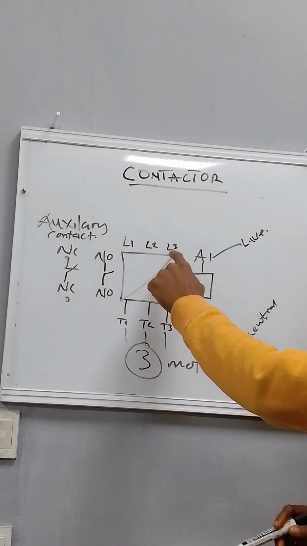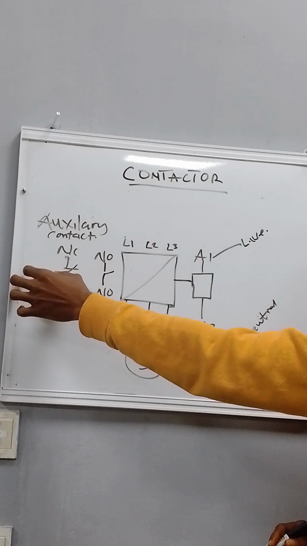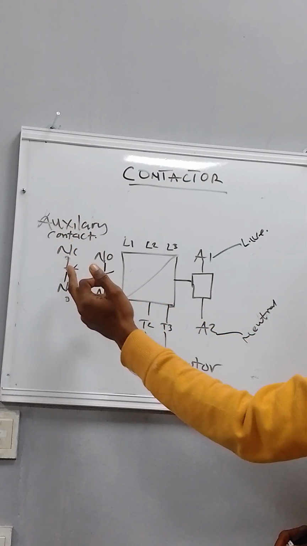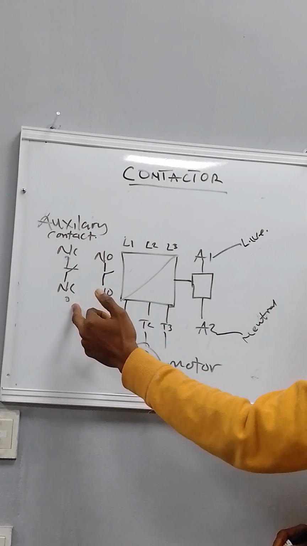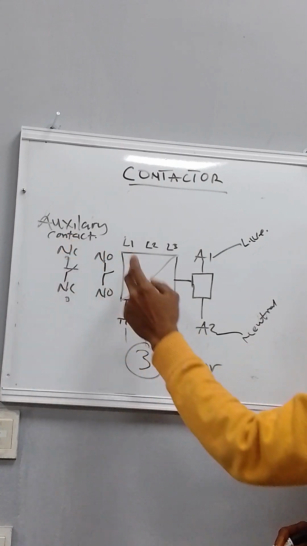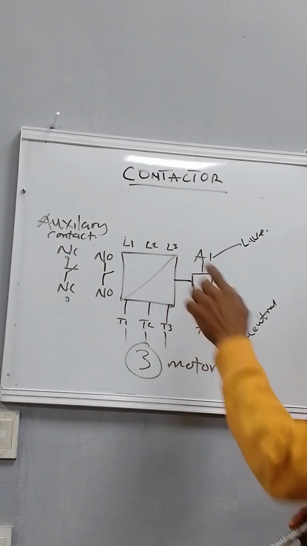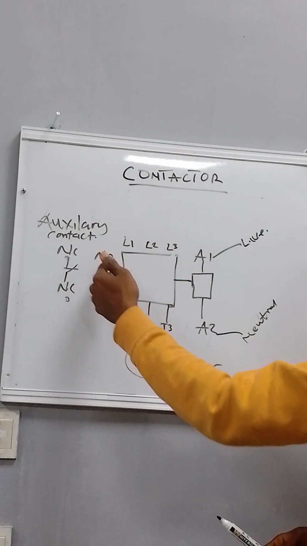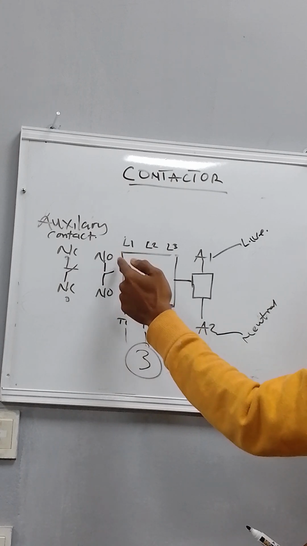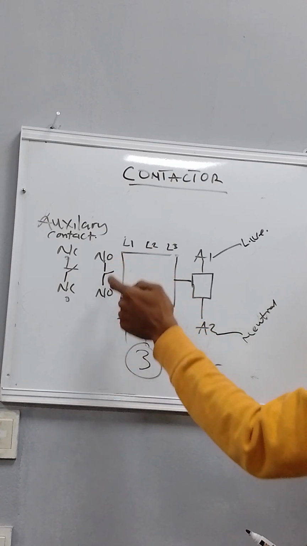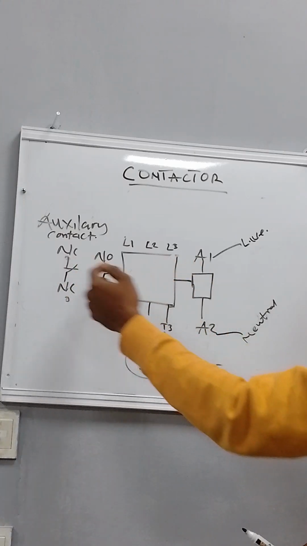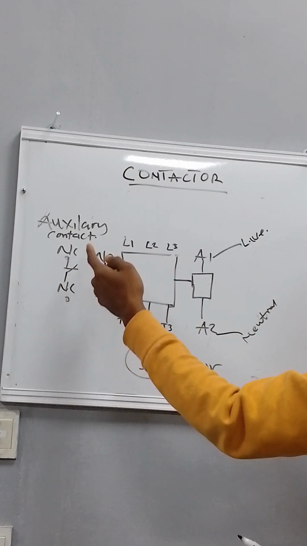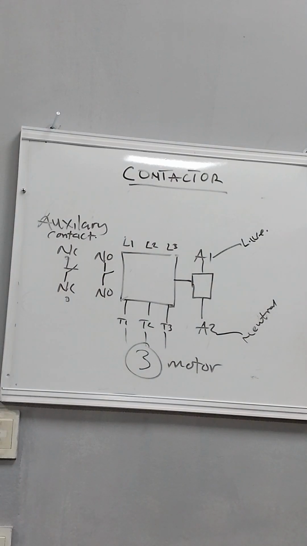When the contactor is energized, there will not be a flow of current from this NC side to this side. This one will de-energize while this one will energize. If the contactor is not energized, there will not be a flow of power from this NO to this side, and automatically there will be a flow of power through NC. So this is how the contactor works.